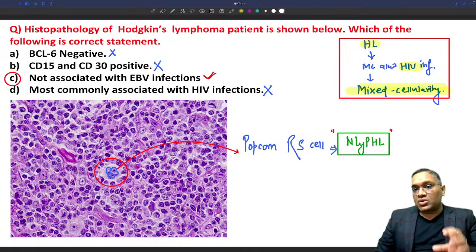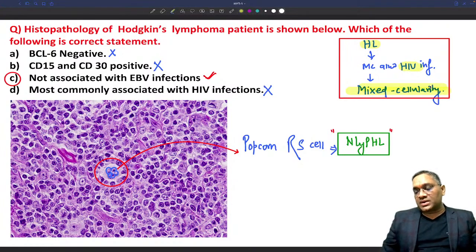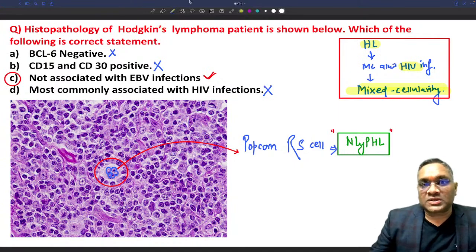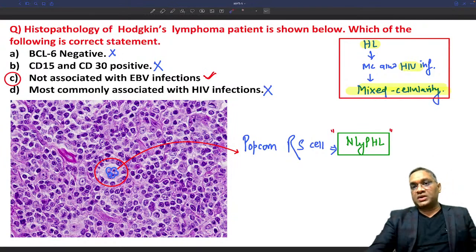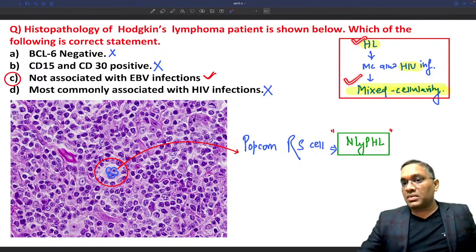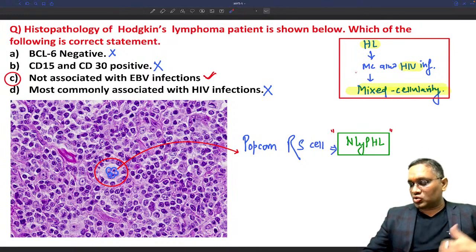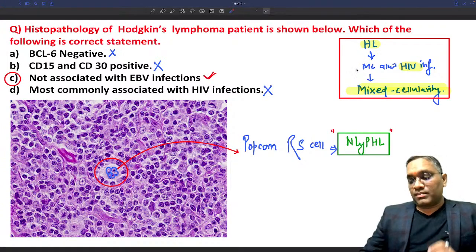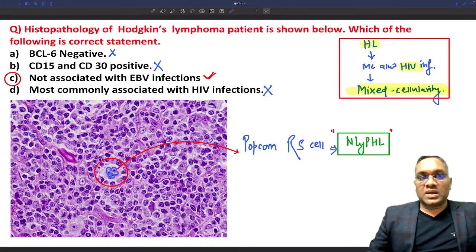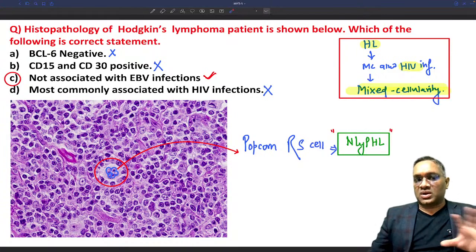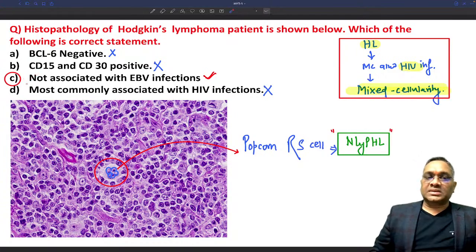Keep that in mind because in Robbins they have written in the context of Western countries, since it is based on those Western countries. They are not the entire world population, right? So please keep that in mind. I wanted to emphasize this point so that you do not commit a mistake in your exam. Hodgkin's lymphoma most commonly associated with HIV infection will be mixed cellularity. It is not lymphocyte poor, right? So this is also a false statement. Now you understood. The answer should be C, right?